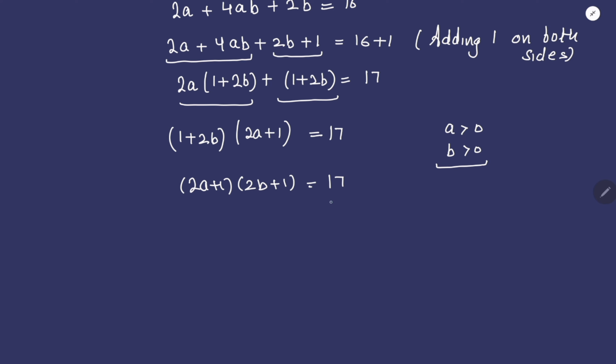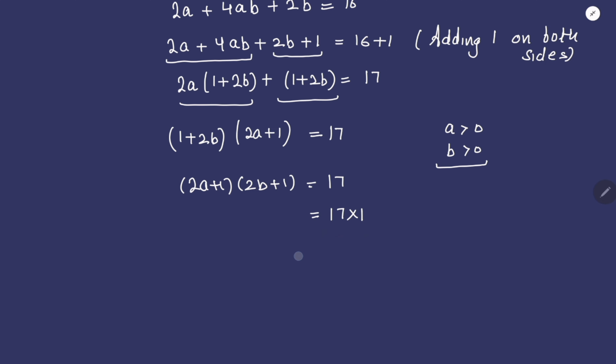So 17 can be written as 17 times 1 or 1 times 17. There is no other possible option, right? So I can write 17 either this or this. But eventually we need to find the value of a plus b, so we can take one of these cases because it won't affect the answer. If you take 2a plus 1 as 17, then b will be different; if you take 2b plus 1 as 17, then 2a plus 1 is equal to 1. It won't affect the answer, because eventually you need to find a plus b.